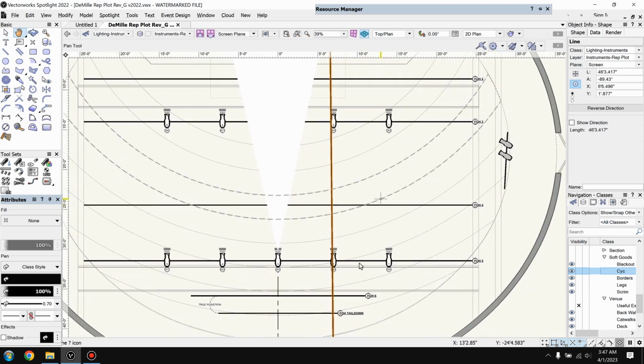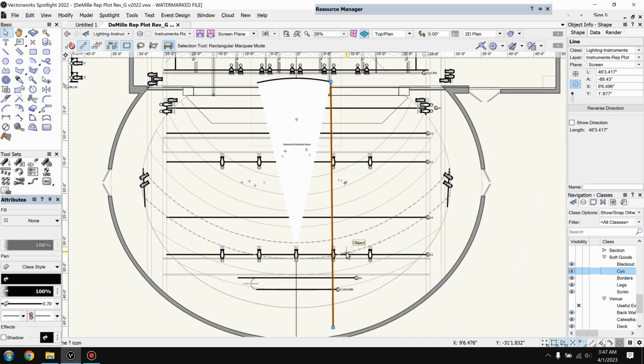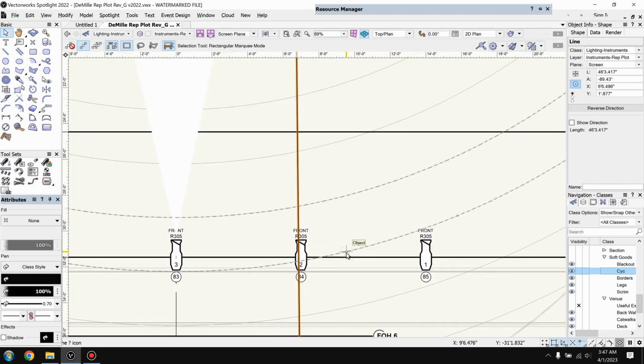Now, you might notice it's a little bit off. And that brings me to a point I alluded to earlier, which is that there is a certain degree of play in the lighting instruments. It does not have to be perfect down to the inch for it to look forgiving to the human eye.